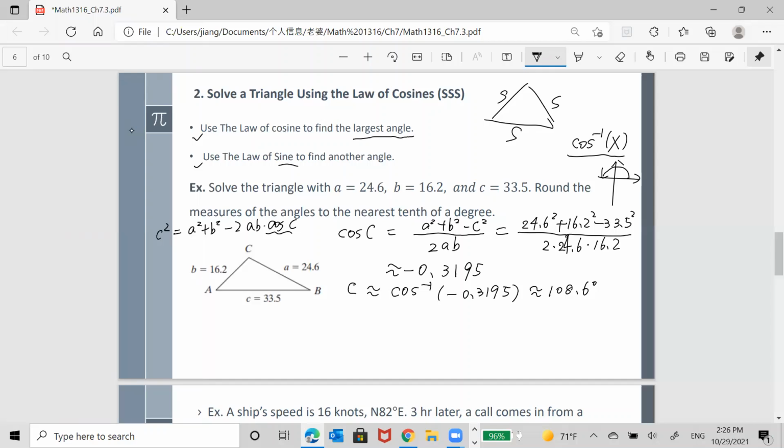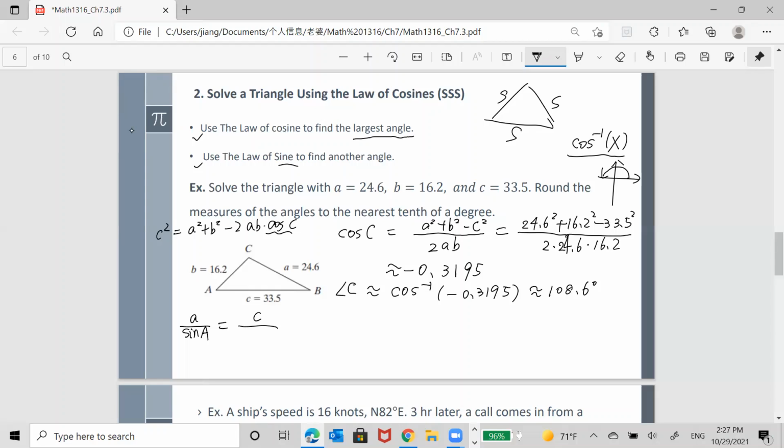Next step, use the law of sines to find another angle. Any angle should be fine because C is the biggest angle, which means the other two are acute, so I don't need to worry too much. Maybe I can choose A. It doesn't matter whether it's A or B. So A over sine A equals, because we have C, we can use C.